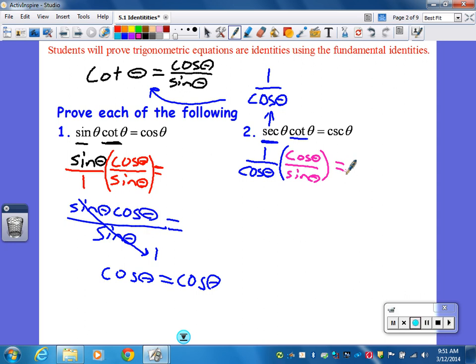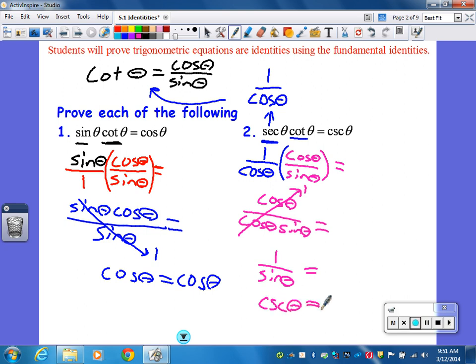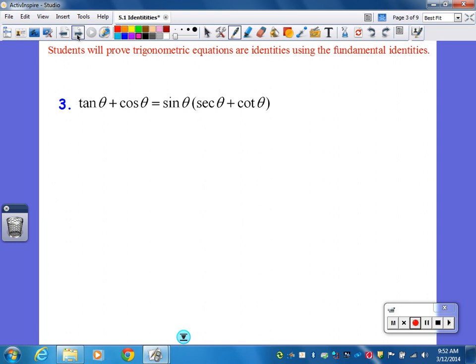This one's very similar to question 1. Okay, so now when I multiply through, I get cosine theta over cosine theta times sine theta. Well, your cosine thetas turn out to be 1 when you divide them out. So we have 1 over sine theta, which is equal to cosecant theta, which is equal to cosecant theta. Okay? Good way to start off. We're moving right along now. Okay, then the next one.